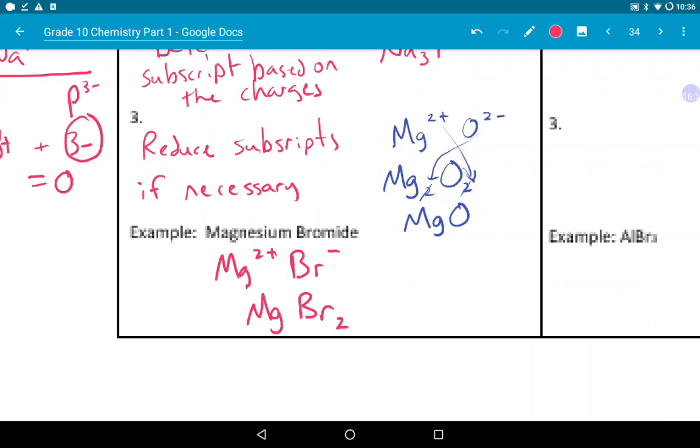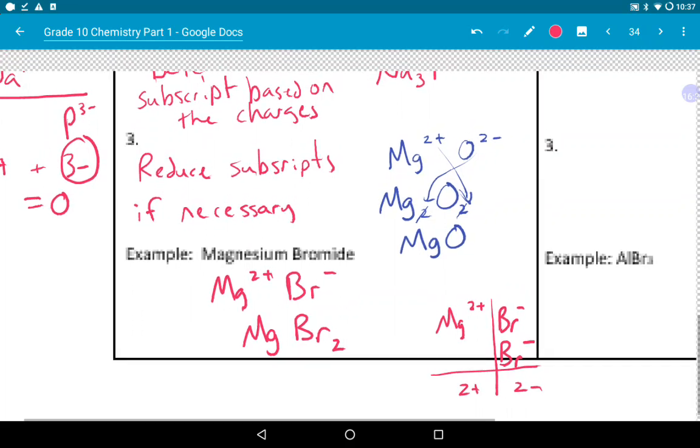Now if you wanted to look at the charges, you say, okay, well, magnesium is 2 plus. So how many bromines do we need to cancel that out, balance it out? We need 2 of them, right? If we're adding them up, that would give us 2 plus and 2 minus.